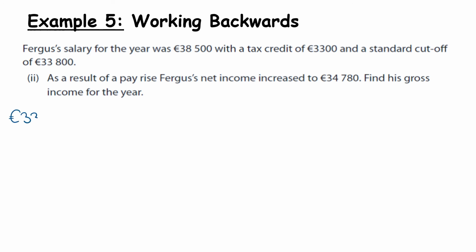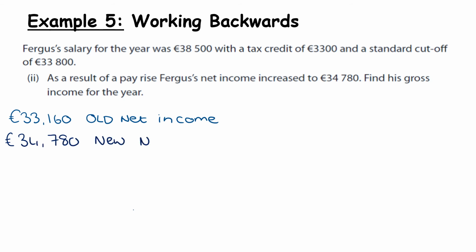Okay. So we know from our previous part, and this is example 4, his old net income was 33,160. So his new net income is 34,780. So this is new net income. So how much has there been an increase of? So an increase of 1,620.